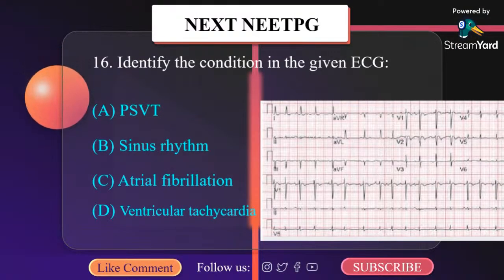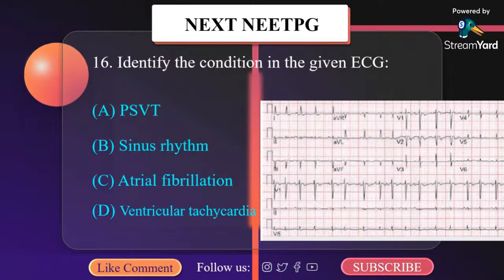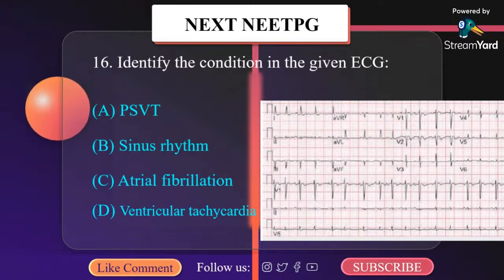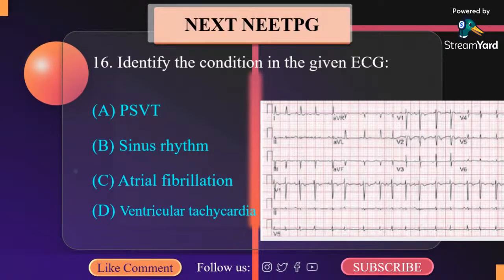Identify the condition in the given ECG. A. PSVT, B. Sinus rhythm, C. Atrial fibrillation, D. Ventricular tachycardia. It is the atrial fibrillation you can see here.